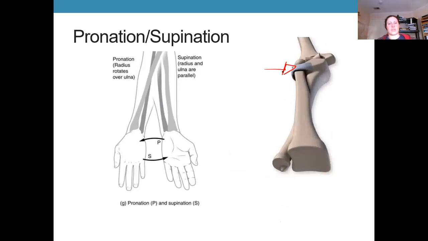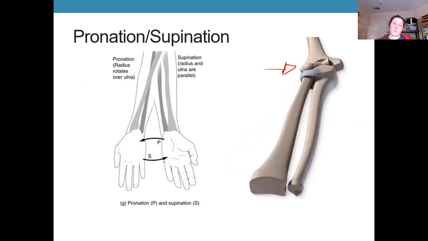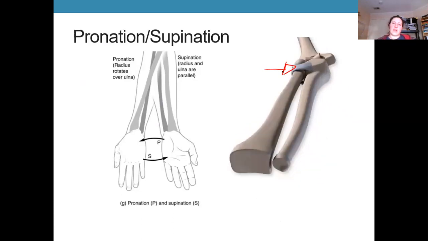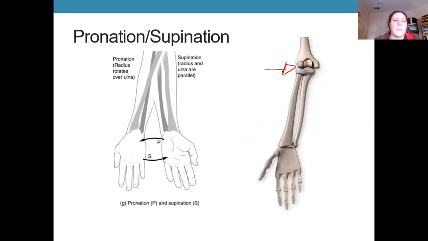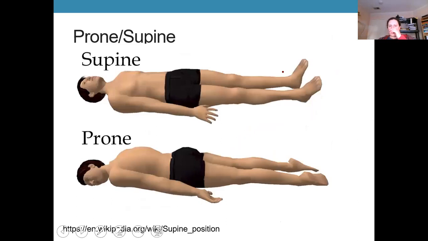It's far more natural for us to stand with our palms facing backwards. But if we do that, then the anatomical position would have our bones crossed, and that just seems weird. So that's pronation and supination, very, very specific, although we do use those words in different places.